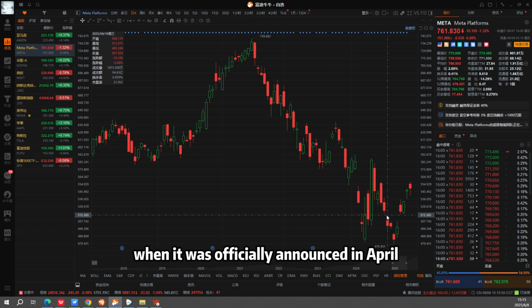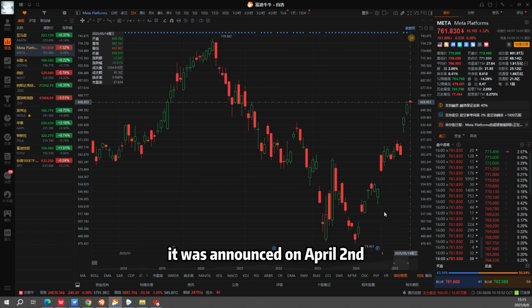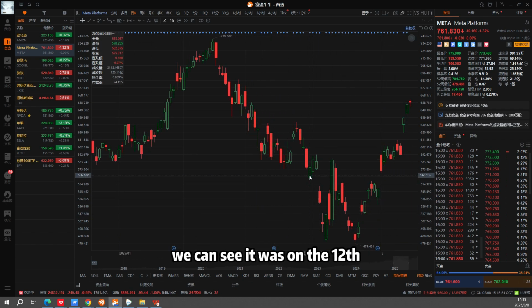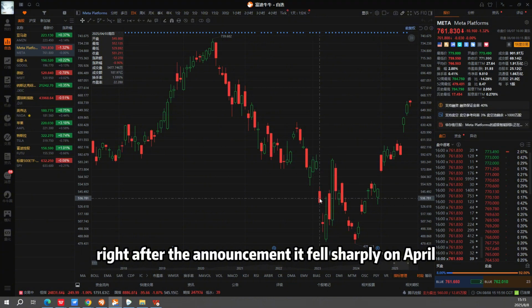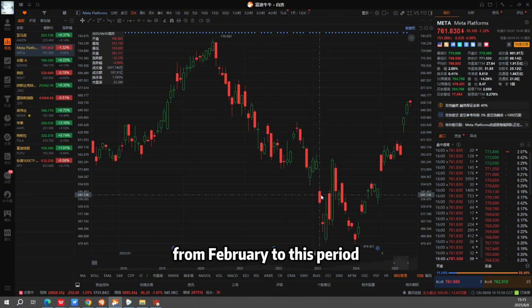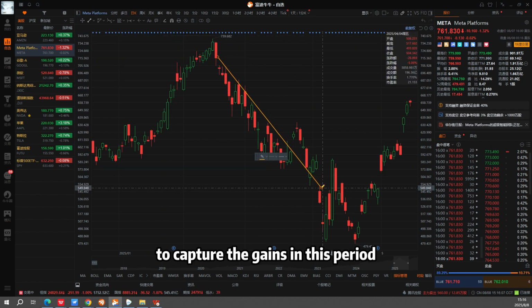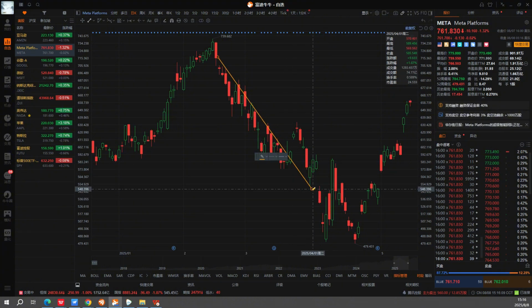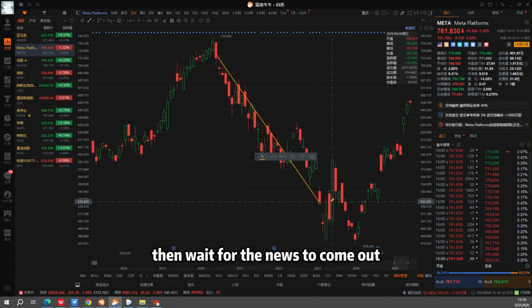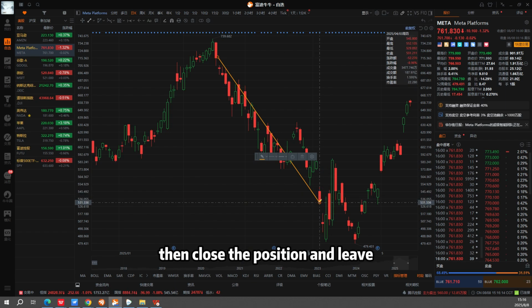When it was officially announced in April, on April 2nd, we can see it was on the 12th, right? After the announcement, it fell sharply on April 3rd. From February to this period, it was generally falling. You should short it to capture the gains in this period. Take the profit from short selling, then wait for the news to come out, then close the position and leave.